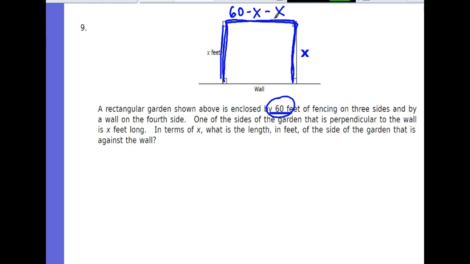Now your answer choice is not written exactly in that form. Which answer choice is this equal to? This is the same as answer choice D. This would be 60 minus 2x. Much easier than it appeared.